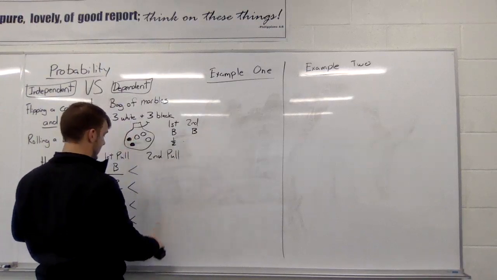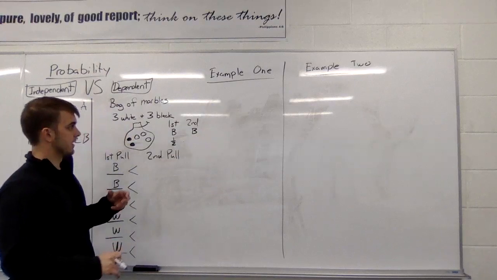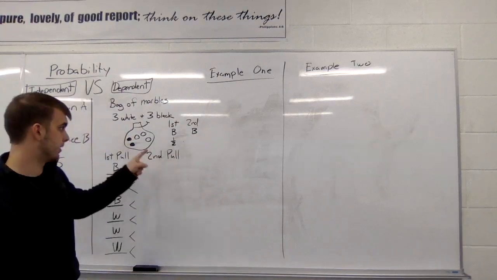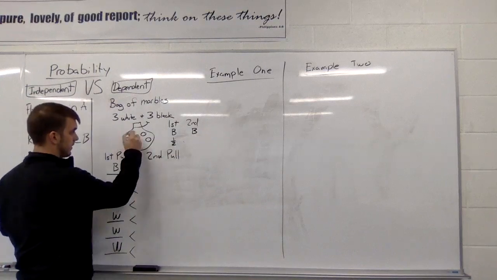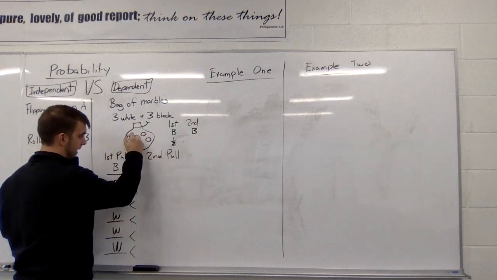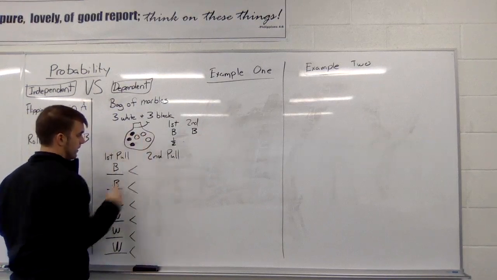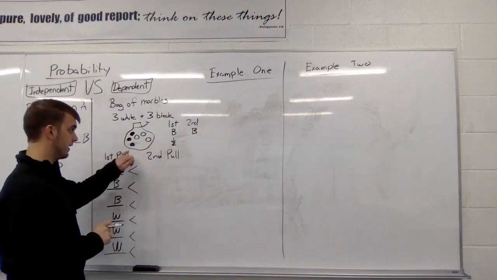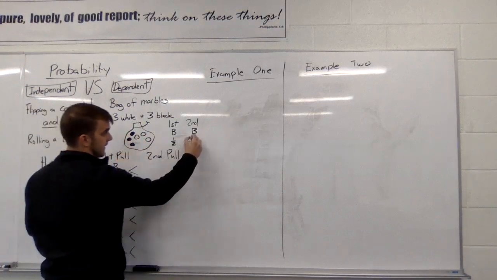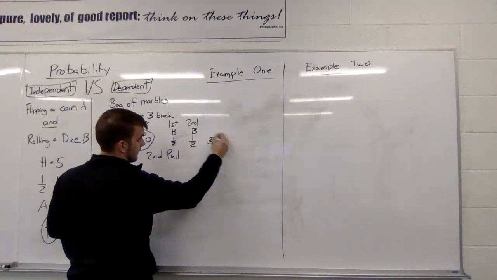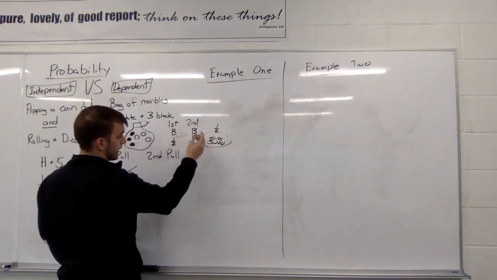Now, what can happen is, if I pull a black one on the first time, which would be 1/2, and I pull it out and then I put it back in, what's the chance that I pull another black one? Well, if you put it back in, it's still the same. So there you have a 50% chance, or 1/2, of pulling 2 blacks.